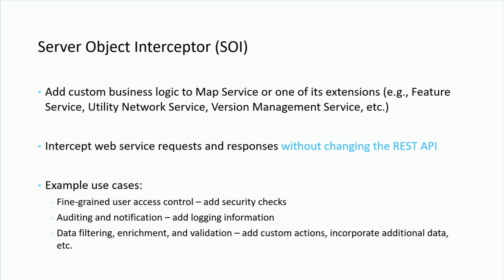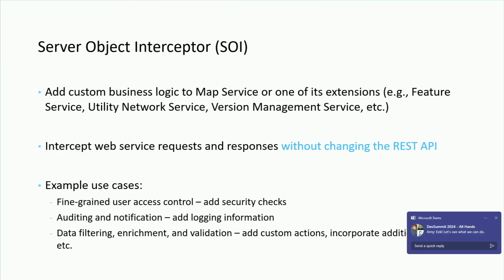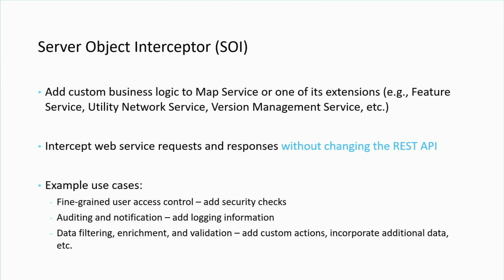It's up to you. But a server object interceptor allows you, before control passes to our functionality, to do something. You can check things and return an error if you don't want to allow the operation. Or you can do it as a post-processing step. After we're done with our default logic, maybe you want to add something on the end. Maybe you want to change the response. Maybe you want to write something to your own tables. You could do that through an SOI.